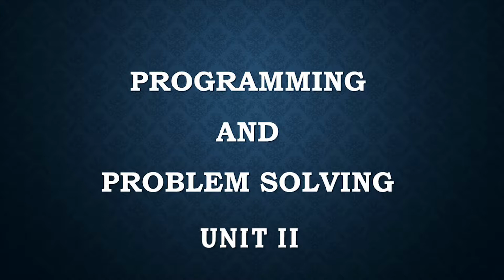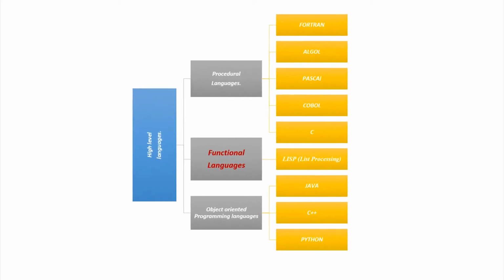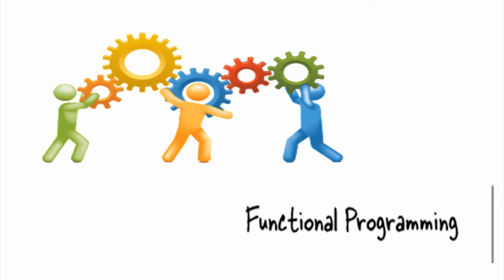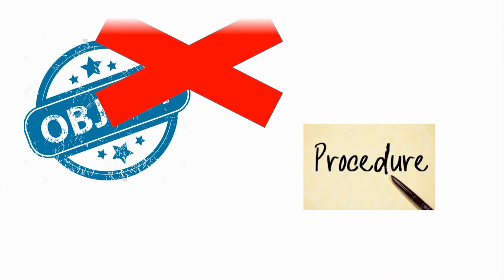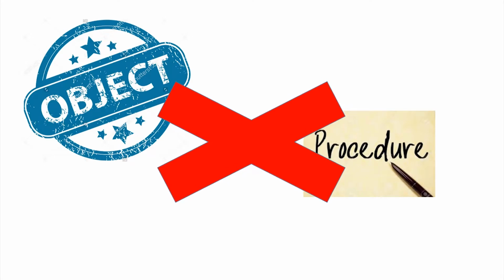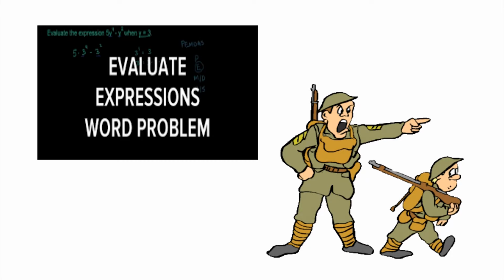We will now move on to the next category of high-level programming languages, that is, functional programming languages. These are the ones where functions are used as fundamental building blocks of a program. Hence, here functions are the first-class citizens. The design of functional languages is based on mathematical functions. This style of programming mainly emphasizes the evaluation of expressions rather than the execution of commands.